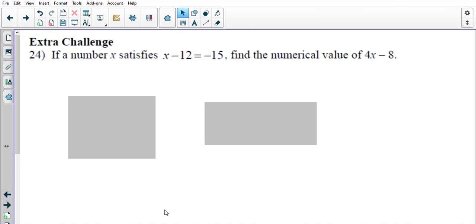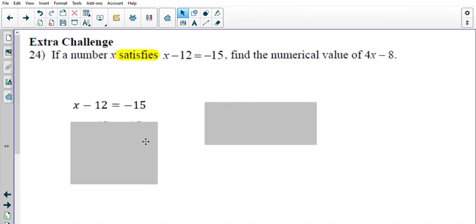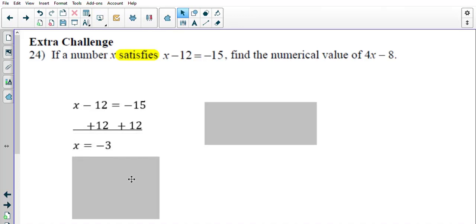of 4x minus 8. A lot of students will ask me, what does this word satisfies mean in this case? Well, it means a number x makes that equation true. So let's solve for x and figure out what value of x satisfies that equation, which again means it makes it true. The inverse of subtracting by 12 is to add 12. Negative 15 plus 12 is going to get us x equals negative 3. So we know that x is negative 3.